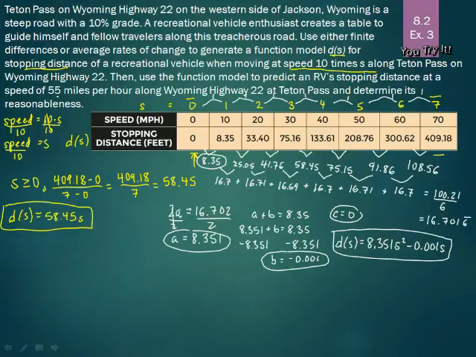And so now to answer the rest of their question about the RV stopping at a speed of 55 miles per hour, wanting to know where it stops, d of s, then we first need to know what s would be. And so remember that s is equal to the speed, in that case would be 55 divided by 10. So 55 divided by 10 is just 5 and 5/10. And so we need to plug that into both functions and compare them.